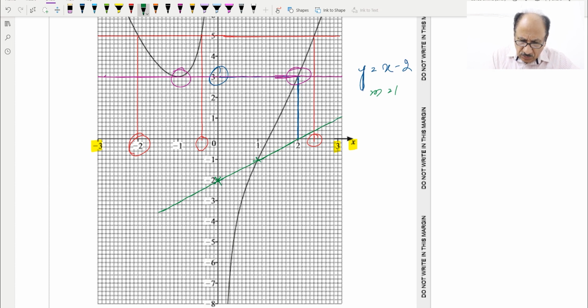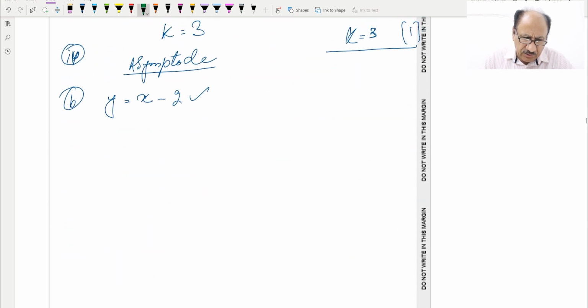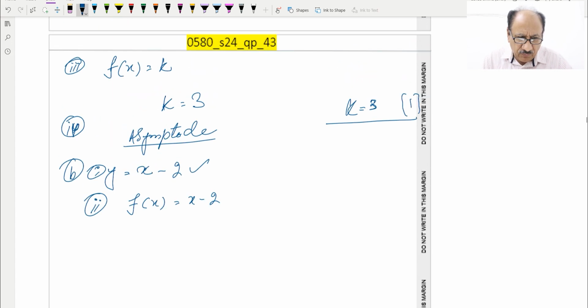So now this one will be like this. This is the straight line which we have drawn, and then what next? For the second part, this was our first part in which we have drawn the line. Now for the second part, they are saying, find x when f of x is equal to x minus 2. So basically we need to find the same solution.